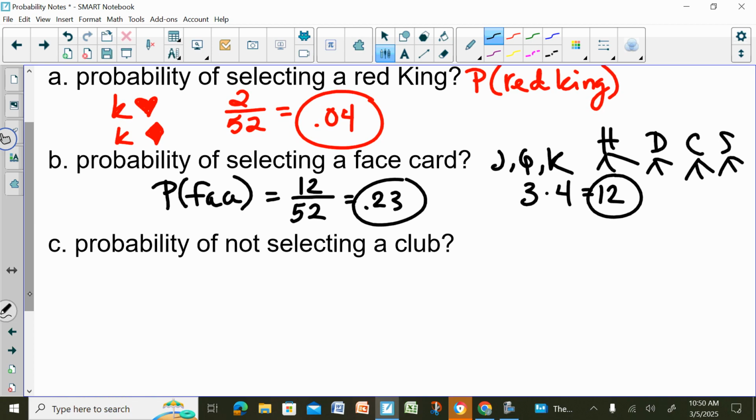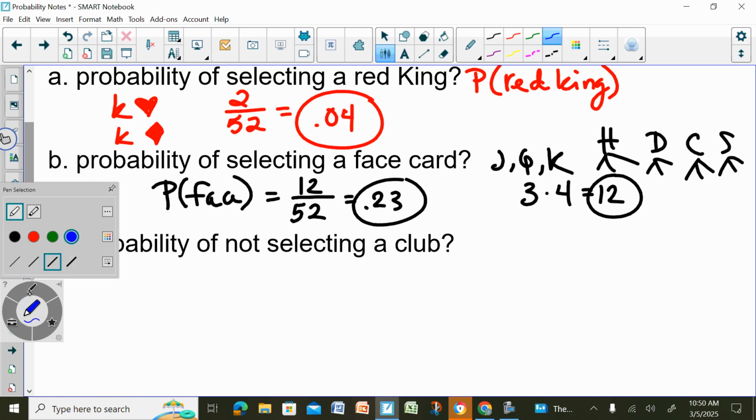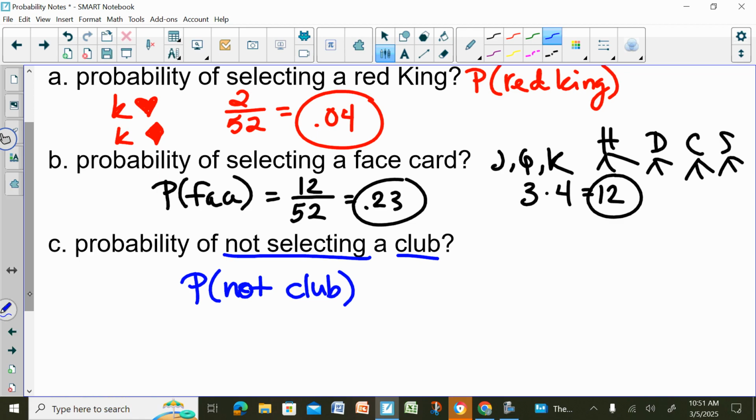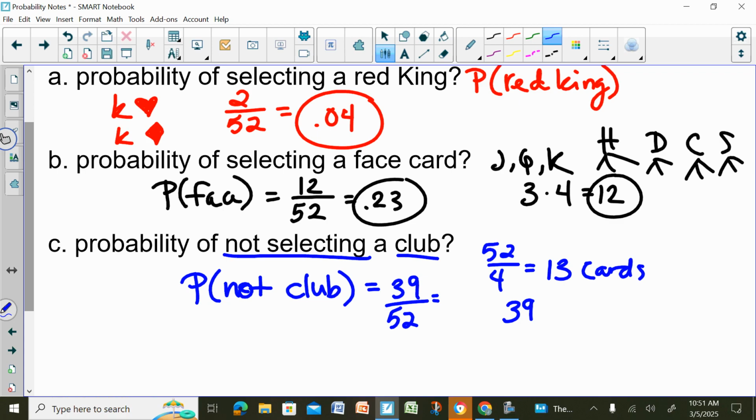The probability of not selecting a club. So not selecting club is probability of not club. Okay, so not club, well, of each of these, there's 52 total cards divided by 4 means, and I told you there's 13 in each suit. And so there's 13 clubs. So if you do 52, take away those 13 clubs, that leaves us with 39 not clubs. So 39 out of the 52, your chances are pretty high of not selecting a club, quite high at 0.75.